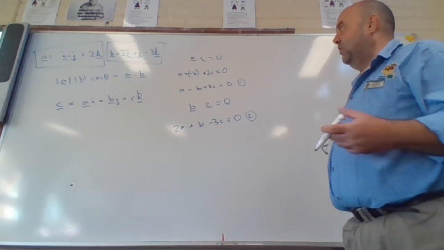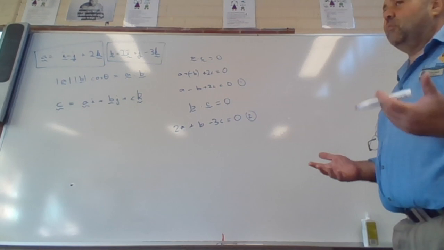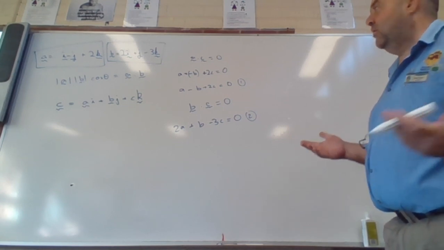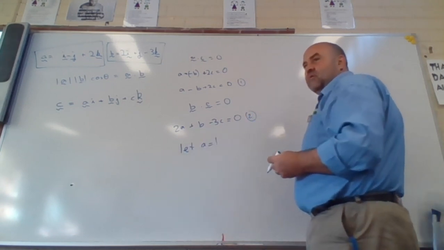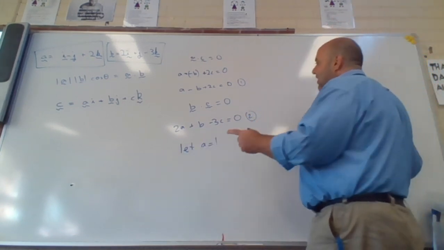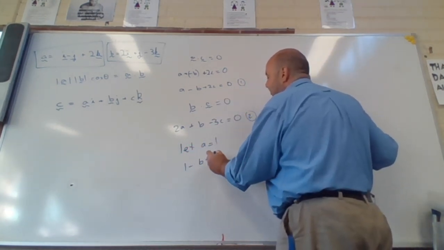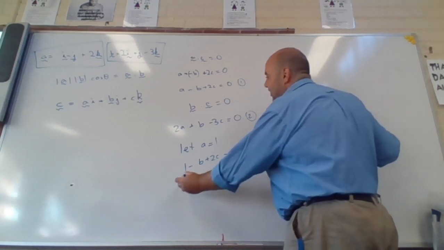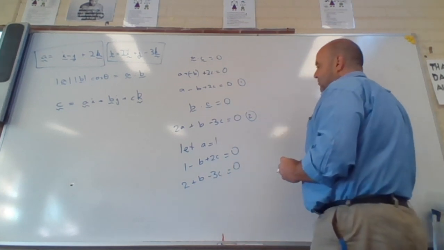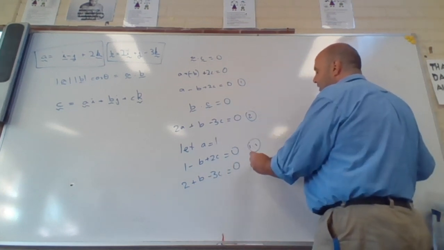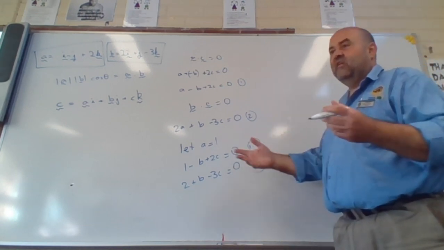2 equations need 2 variables, but nothing stops me from arbitrarily controlling the length of one of the components of vector C. So I'm going to say let A equal 1. It's nice and simple. So equation 1 becomes 1 minus B plus 2C is 0, and equation 2 becomes 2 plus B minus 3C equals 0. I'll call that 1.1 and this 2.1. Well, now I've got 2 equations, 2 variables, no problem at all.